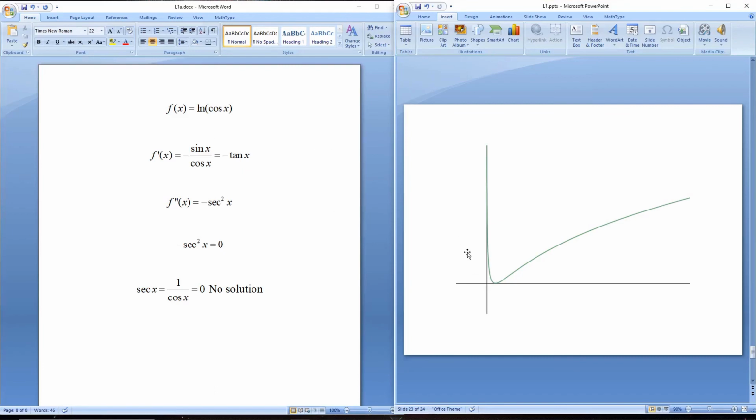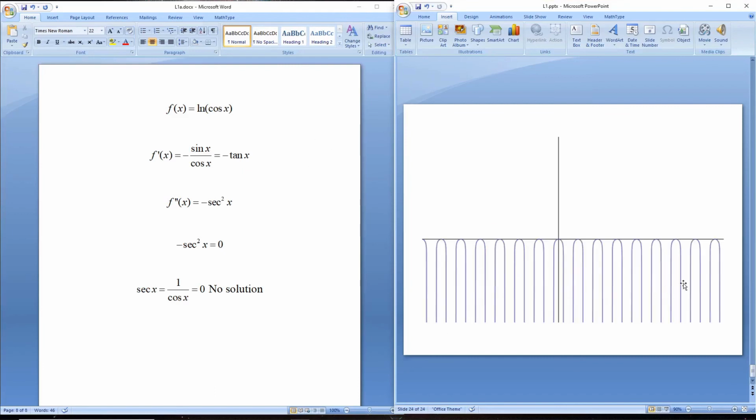And what does this graph look like? Here it is. And these do extend down to infinity, all of these lines. Kind of looks like a bunch of pillars if you could fill that in. And you can see it is everywhere concave down. It never changes concavity. And we can see that we got no solution. We tried to solve for inflection points, and we couldn't find any.